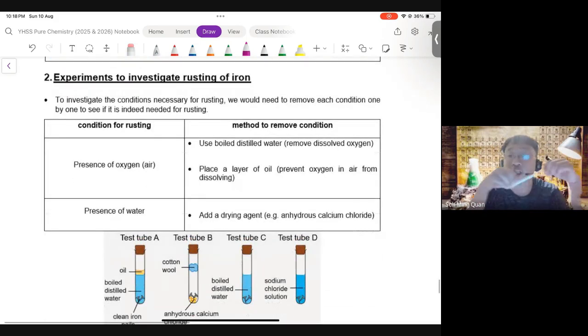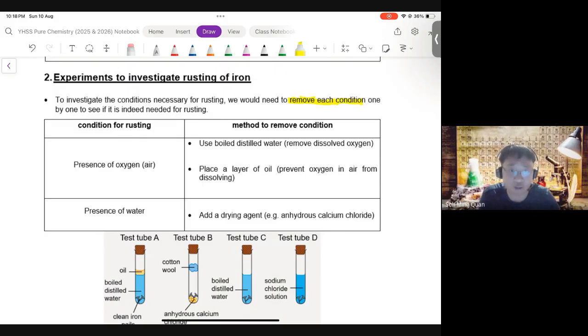Now, you can actually conduct different experiments to investigate what conditions are necessary for rusting. How do you prove that water is needed for rusting? Well, one way is to set something up and remove the water. Get rid of the water and see if the iron will still rust. Similarly, how do you prove that oxygen is needed for rusting? Set something up, remove the oxygen from the setup, and see whether the iron will still rust. So the idea is removing each condition, and then you see whether the iron rusts.